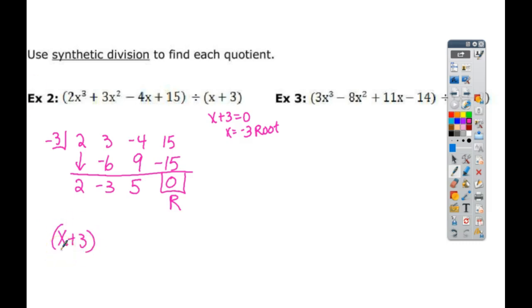And so this started with x to the 3rd. So we're going to do 1 less. So this would be x squared, x, and that's your constant. So I'm going to have 2x squared minus 3x plus 5. And that's your answer.